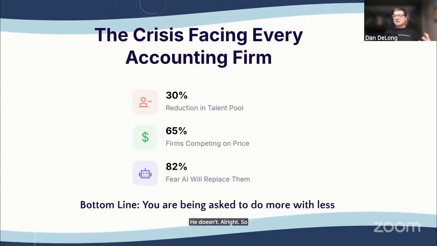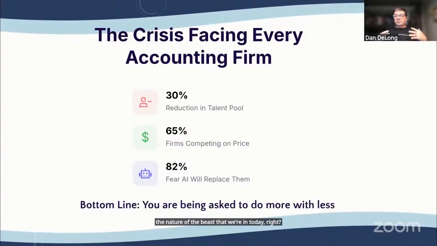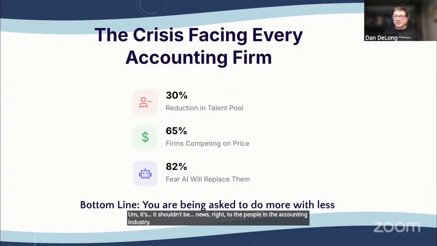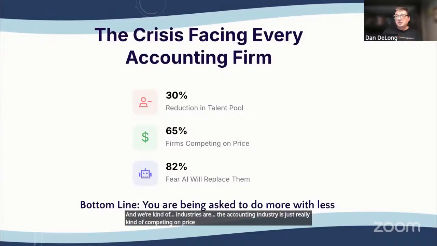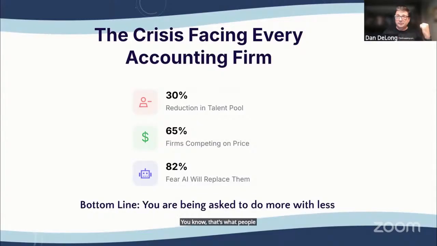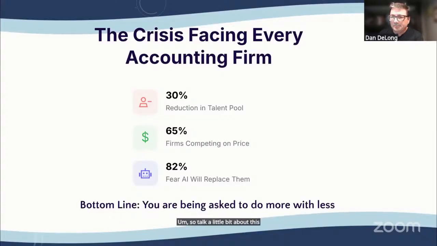All right. So, Bryan, let's talk about the state of affairs, the nature of the beast that we're in today. These figures up on the screen shouldn't be news to people in the accounting industry. The number of people out there is less, and the accounting industry is really competing on price, because people will say, well, I can just go down the street and he'll do it cheaper. So talk a little bit about this slide here, Bryan.